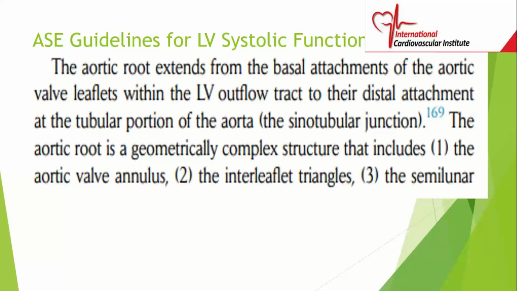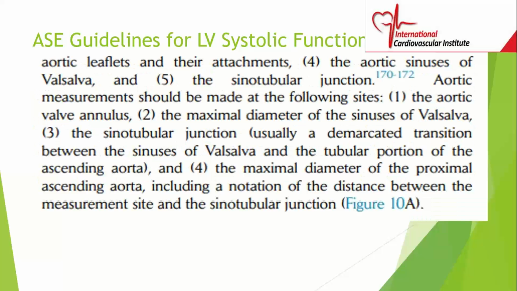So the aortic root is a geometrically complex structure that includes the aortic valve annulus, the interleaflet triangles, the semilunar aortic leaflets and their attachment. Now, the aortic sinuses of Valsalva, that's the outpouching of the aorta, and you should also measure that. And then the sinotubular junction. So you want to do at least 4 measurements when you're evaluating the aortic root.